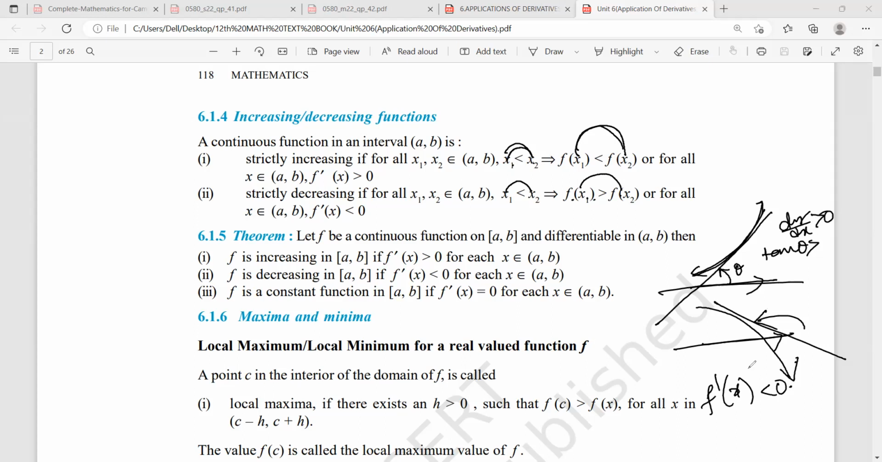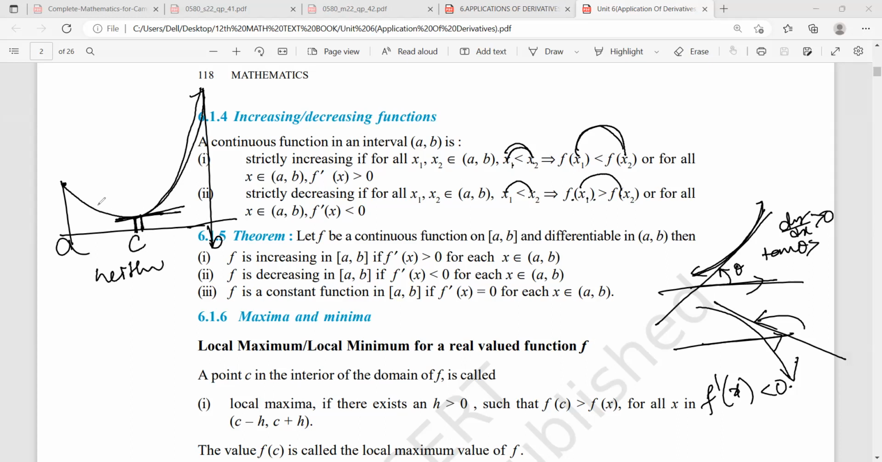Important, where? Sometimes this function is from here to here decreasing and then it is increasing. From here to here it is decreasing, and from here to here it is increasing. That means from A to B, you can't say it is increasing or decreasing. So we say neither increasing nor decreasing, but from A to C it is decreasing, and C to B it is increasing.